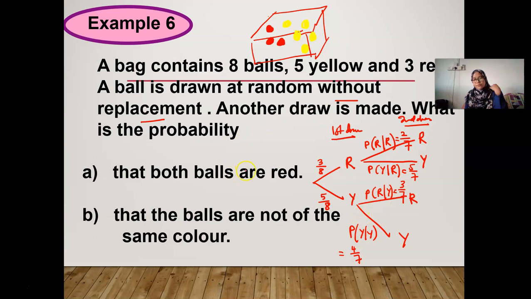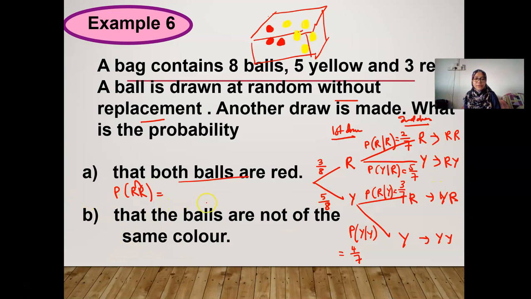So now the question is, what is the probability that both balls are red? Meaning that you want to find P(red and red), red intersect red. So the first branch is red and red. This is red and yellow. This is yellow and red. This is yellow and yellow. Okay?